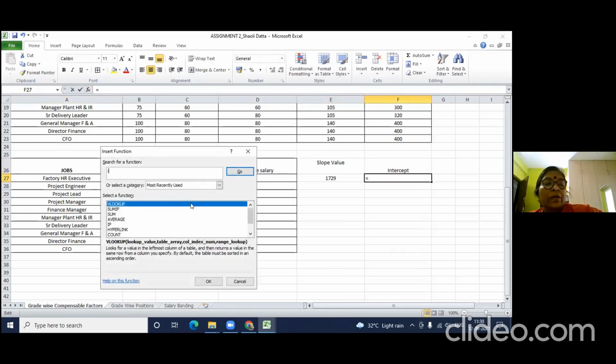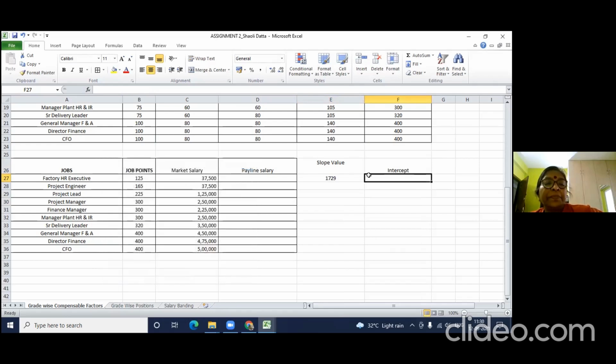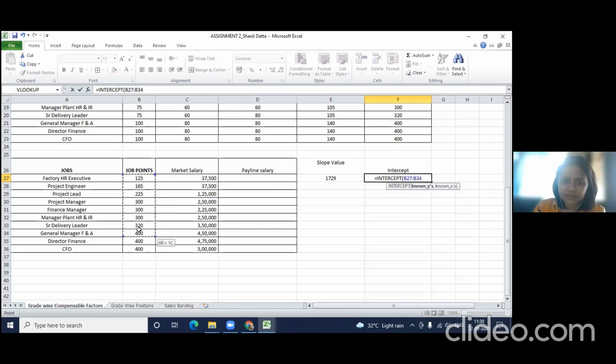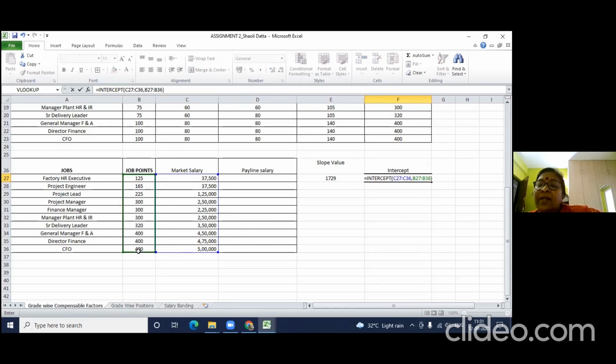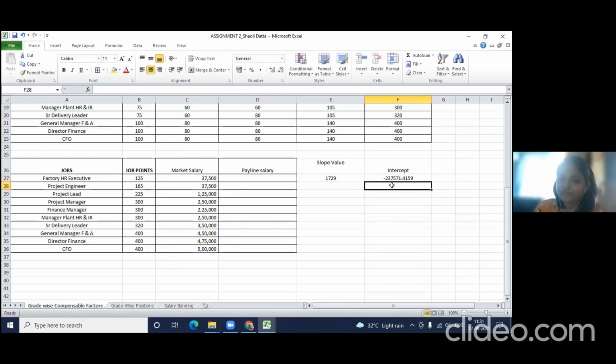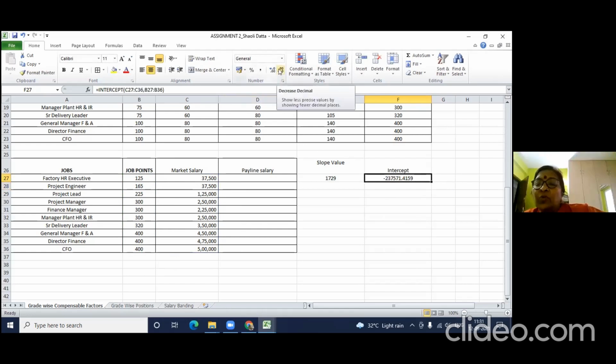Just write intercept, it will come. So again, it is asking for known y's. Known y's is always market salary. Known x's is your job points. Now click. Yeah. So negative. You can actually round it off to 237572.